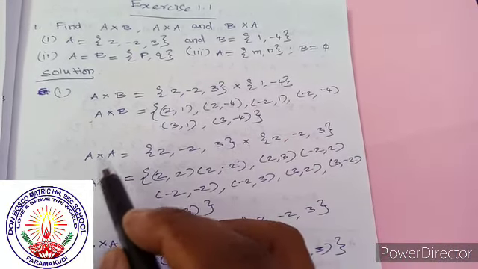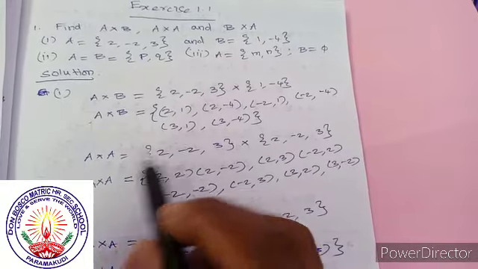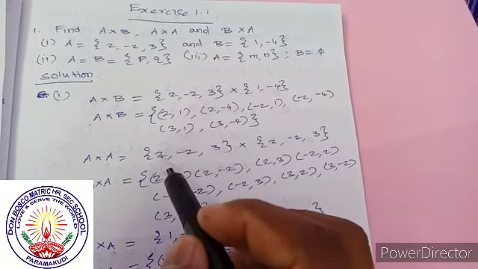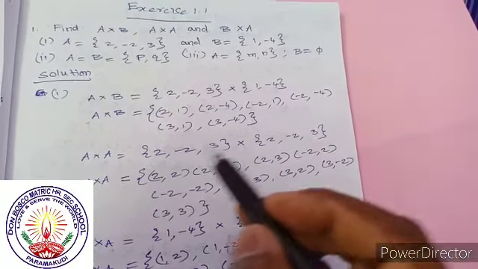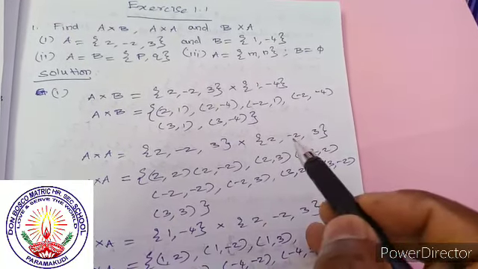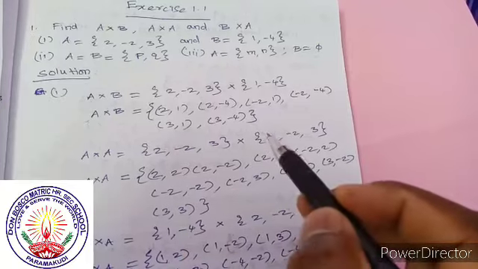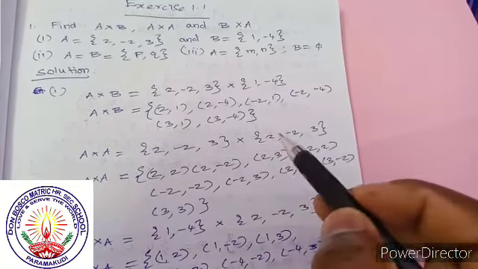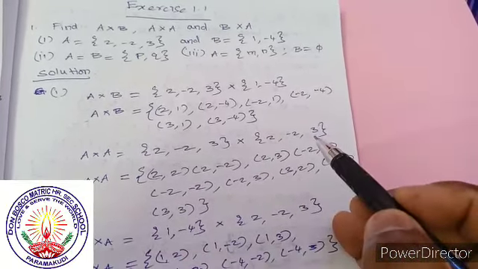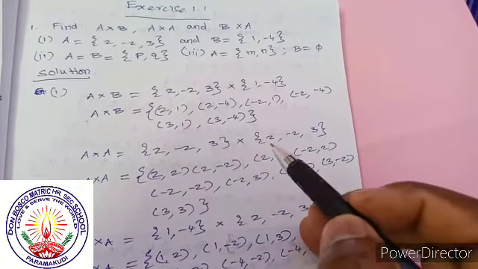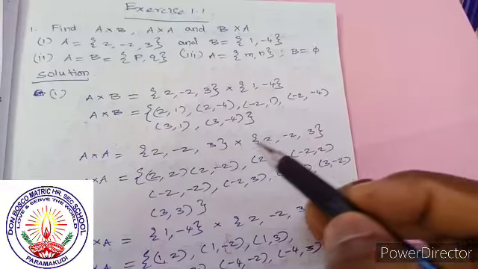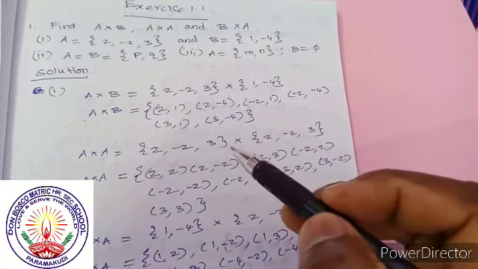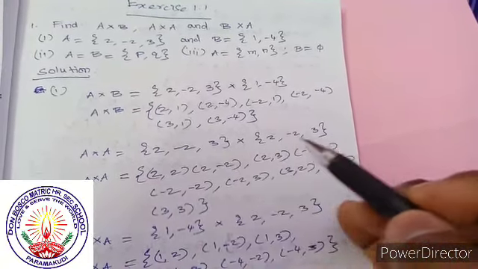Like that, A cross A. What is A cross A? We have to write A on both sides. What is A? {2, -2, 3}. Here also {2, -2, 3}. So take first element 2. Here we will have 3 numbers. So (2, 2), (2, -2), (2, 3). Like that, (-2, 2), (-2, -2), (-2, 3). Next one (3, 2), (3, -2) and (3, 3).